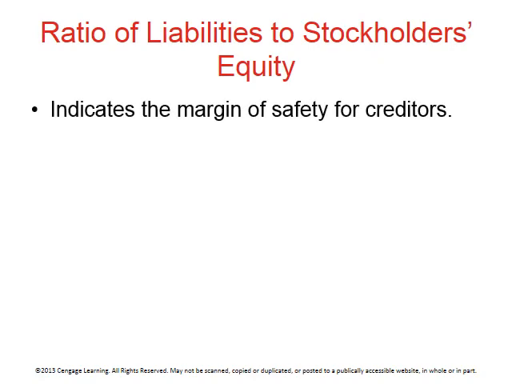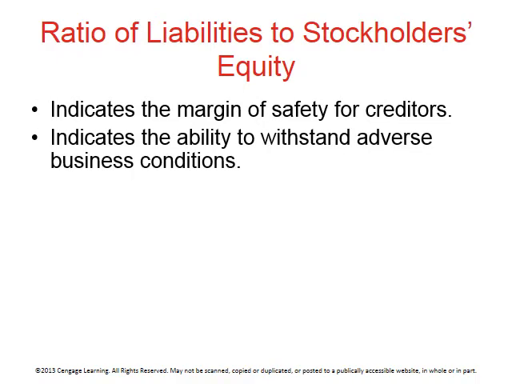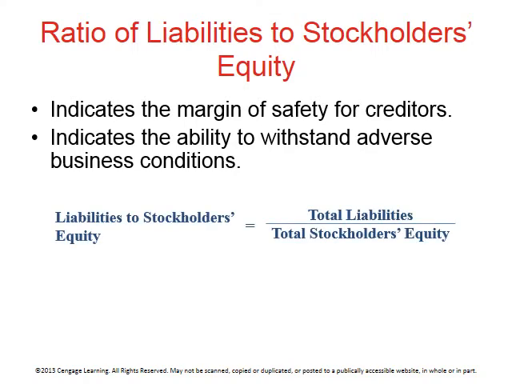Now we want to take a look at the ratio of liabilities to stockholders' equity. It's the margin of safety for creditors, and also shows the ability to withstand adverse business conditions. The ratio is pretty simple here: total liabilities over total stockholders' equity.